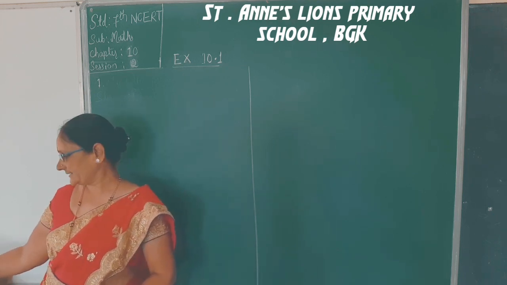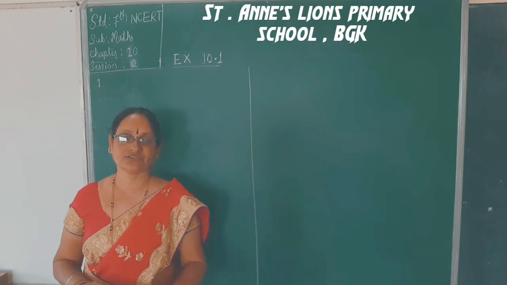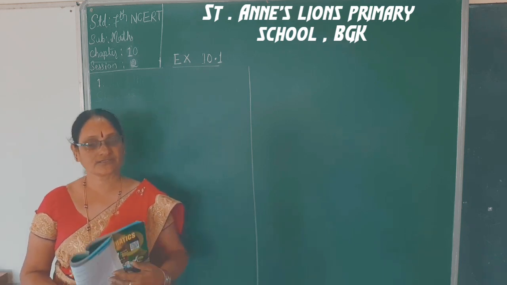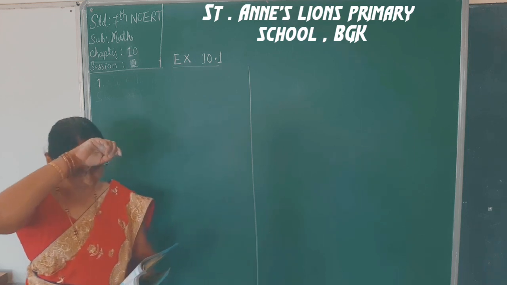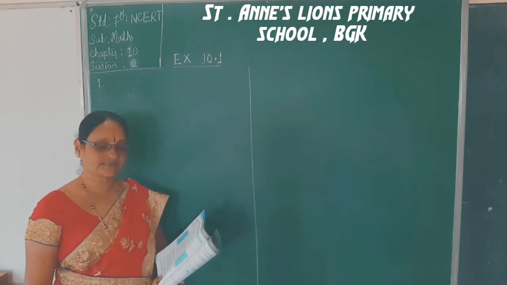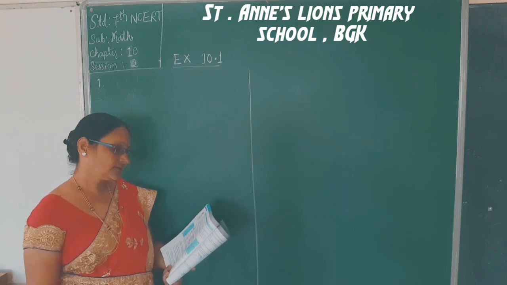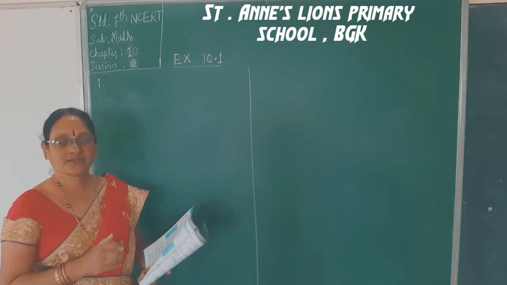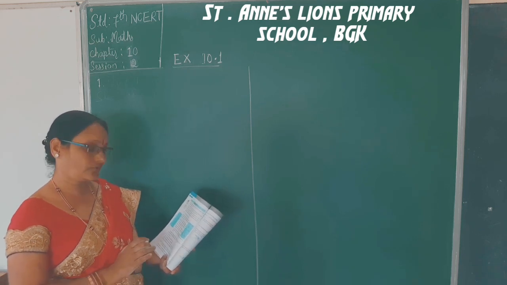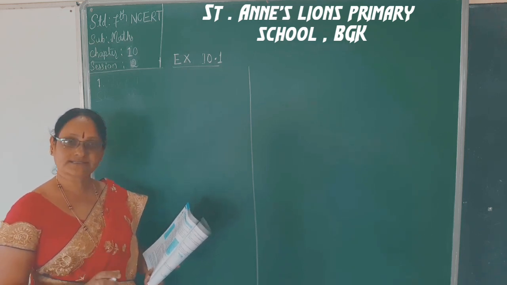How to construct a parallel line to a given line through a given point not on the given line. Today we are doing exercise 10.1. First problem, first construction, you take the problem down. We are going to construct it along with me; you go on constructing.